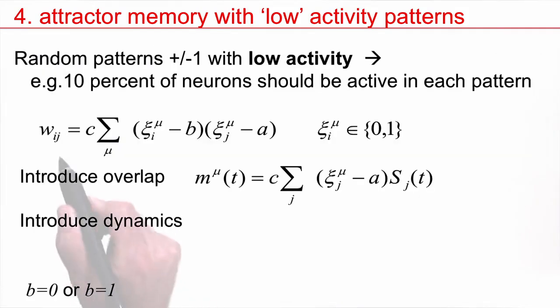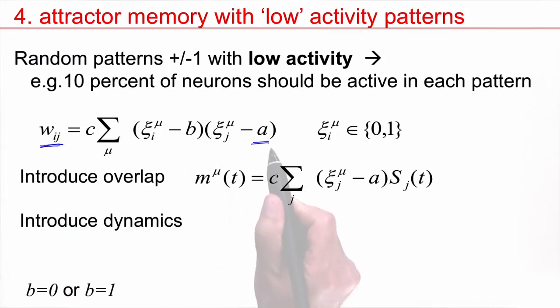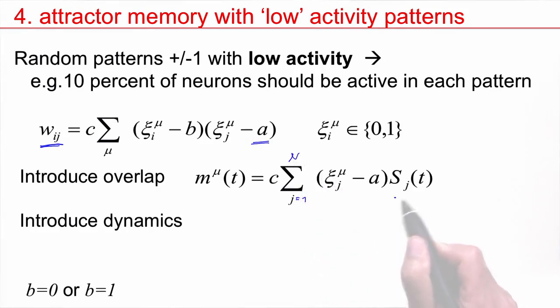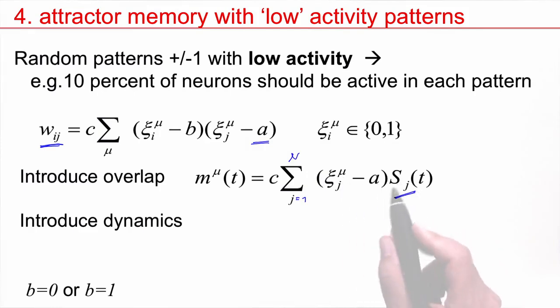So this is the proposition for a weight from neuron j to neuron i: xi_i^mu minus B, xi_j^mu minus A, where A is the mean activity. For the moment, we keep B as an arbitrary parameter. We could, for example, take B equal A, or B equal 0, or B equal 1. We have worked with overlaps. So the new definition of the overlap is: I sum over all neurons, j equal 1 to N, I take the state of the neuron j, and then multiply with xi_j^mu minus A. So I subtract this mean activity A.